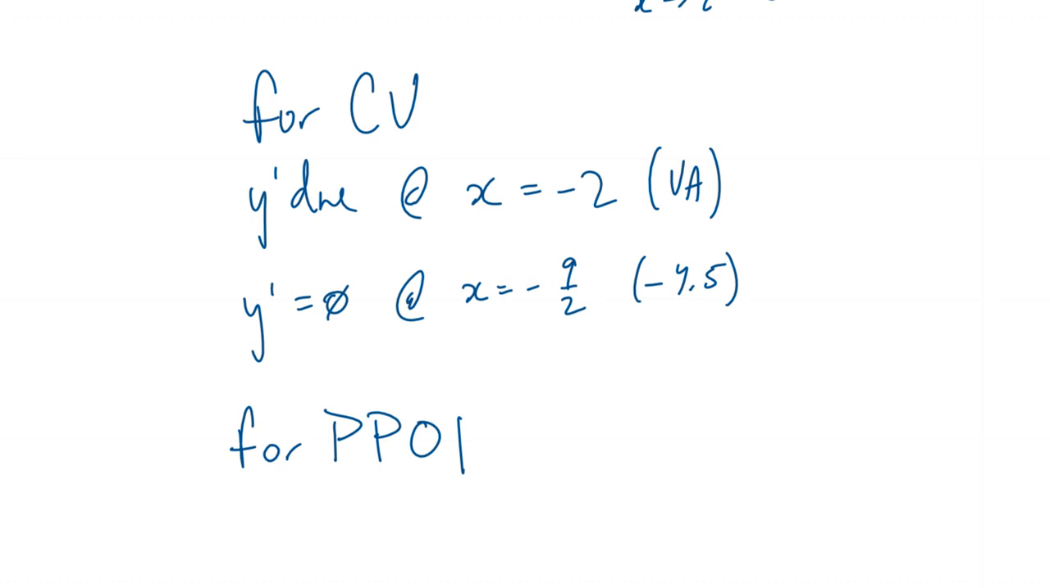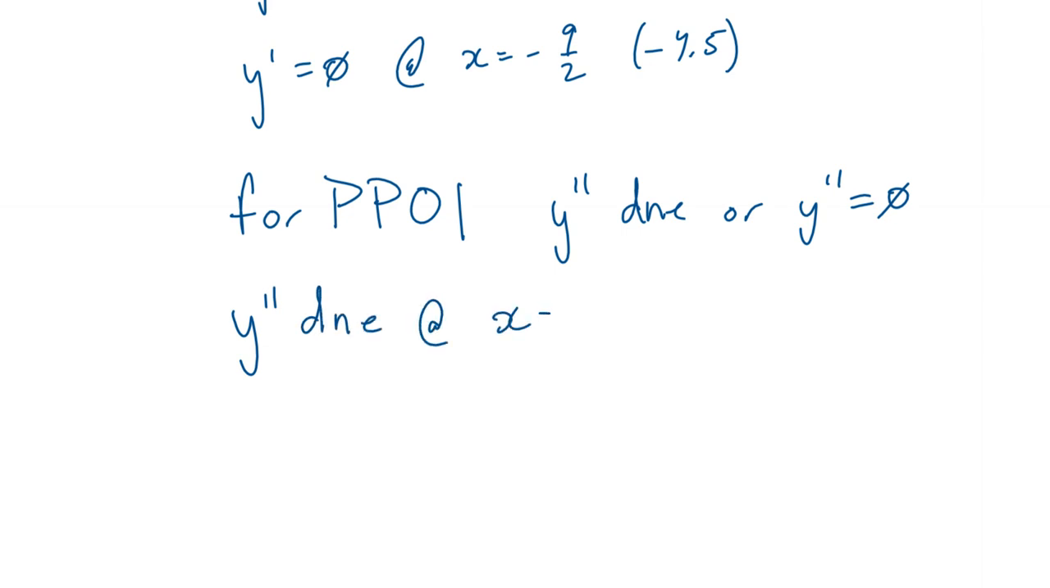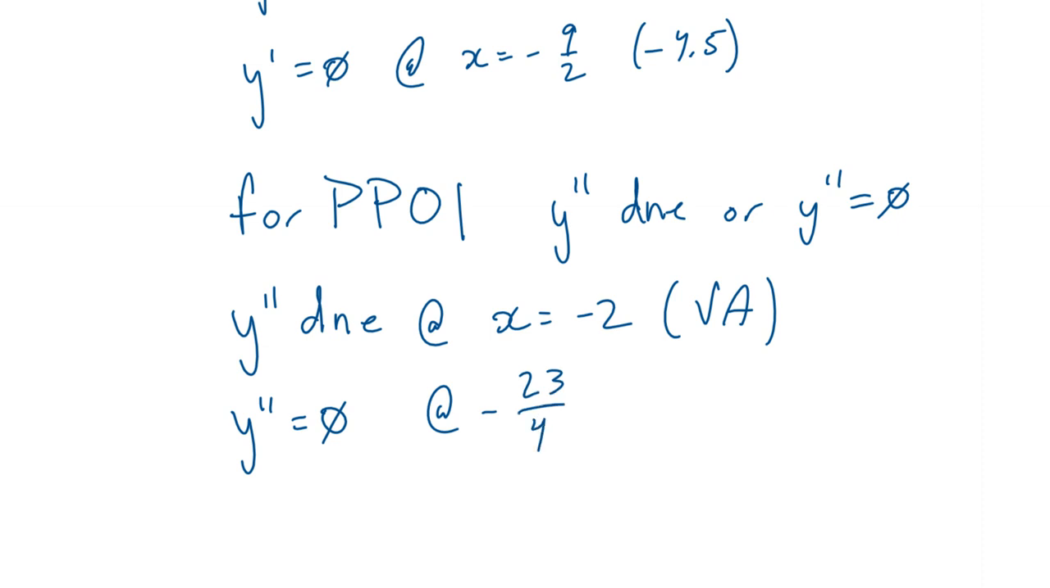Right? So for possible points of inflection, it's where your second derivative does not exist or equals 0. So y double prime does not exist at x equals negative 2, but again, that's a vertical asymptote. Y double prime equals 0 at negative 23 over 4, which is negative 5.75. I've got to speed up here because we're going to run out of time.